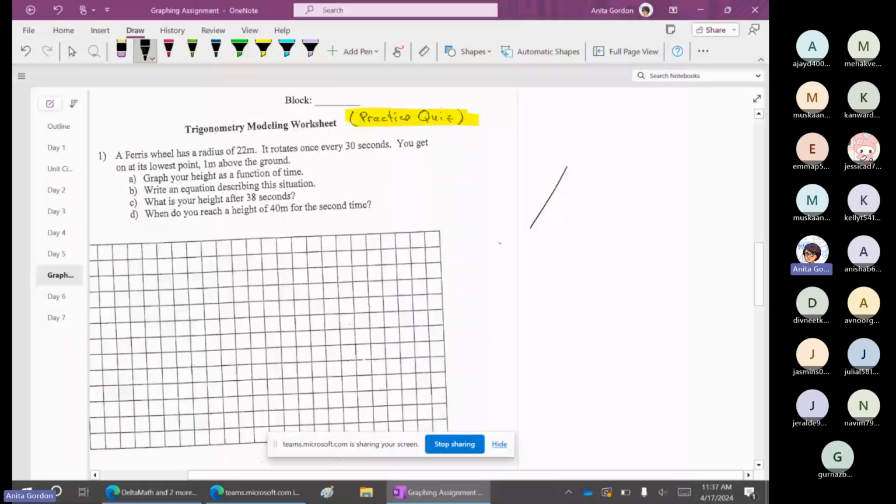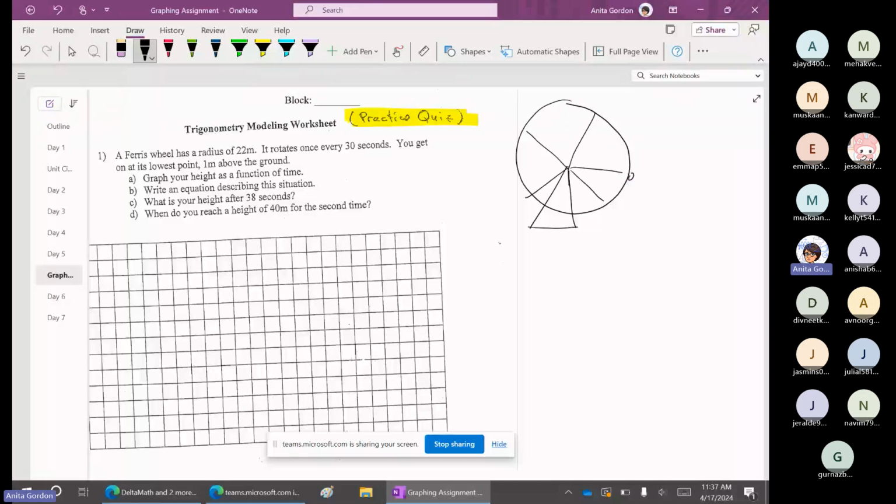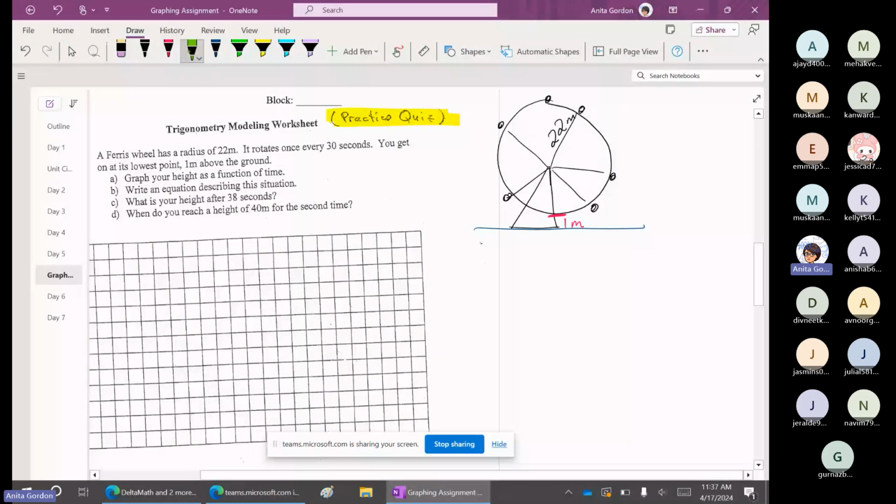You guys know what a Ferris wheel is? It's a carnival ride where there's like chairs on here. And you go all the way around, etc. Okay? So it's telling us that the radius of the Ferris wheel is 22 meters and that you get on at the lowest point, which is 1 meter off the ground. And the time it takes to make one rotation, so all the way around, is 30 seconds.